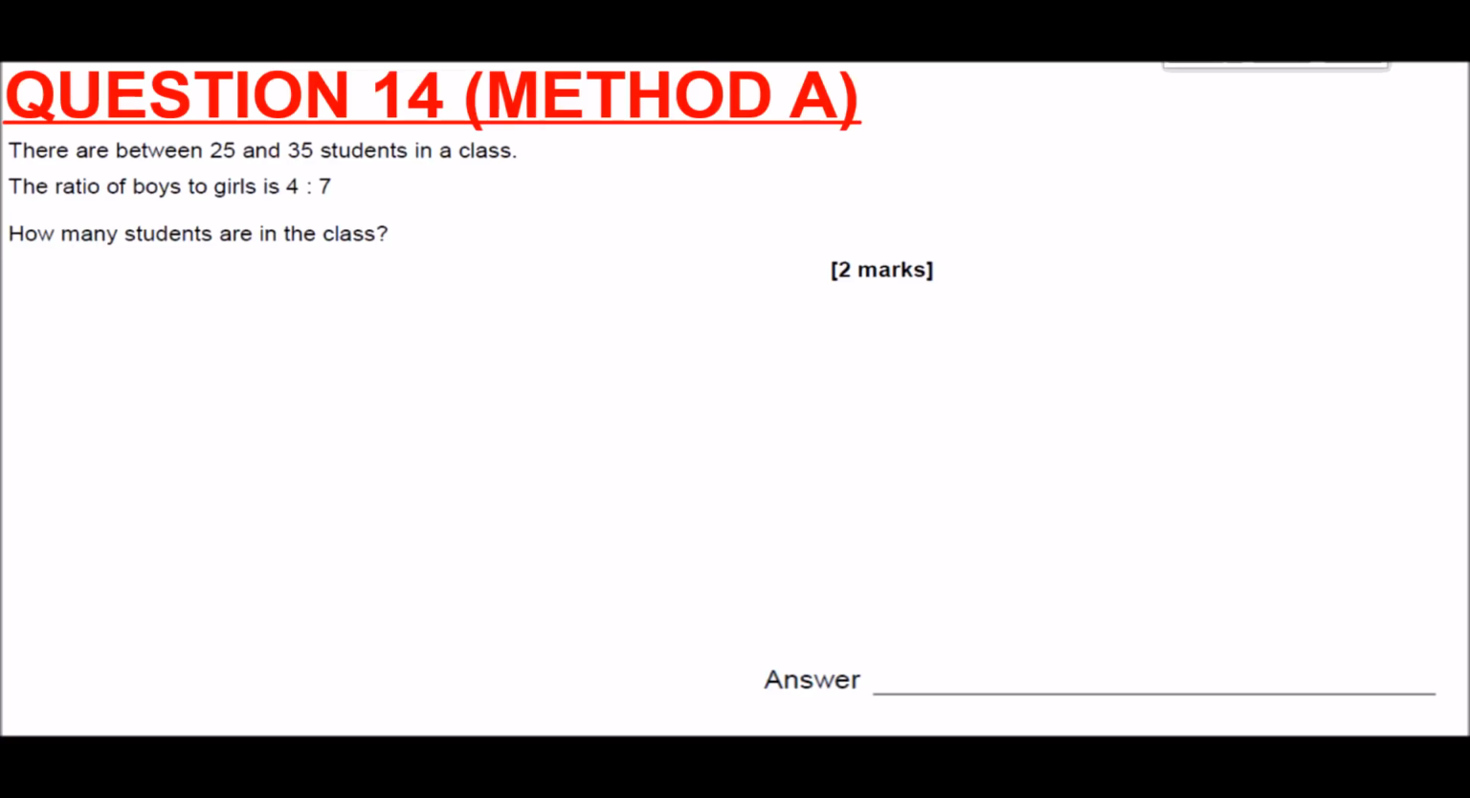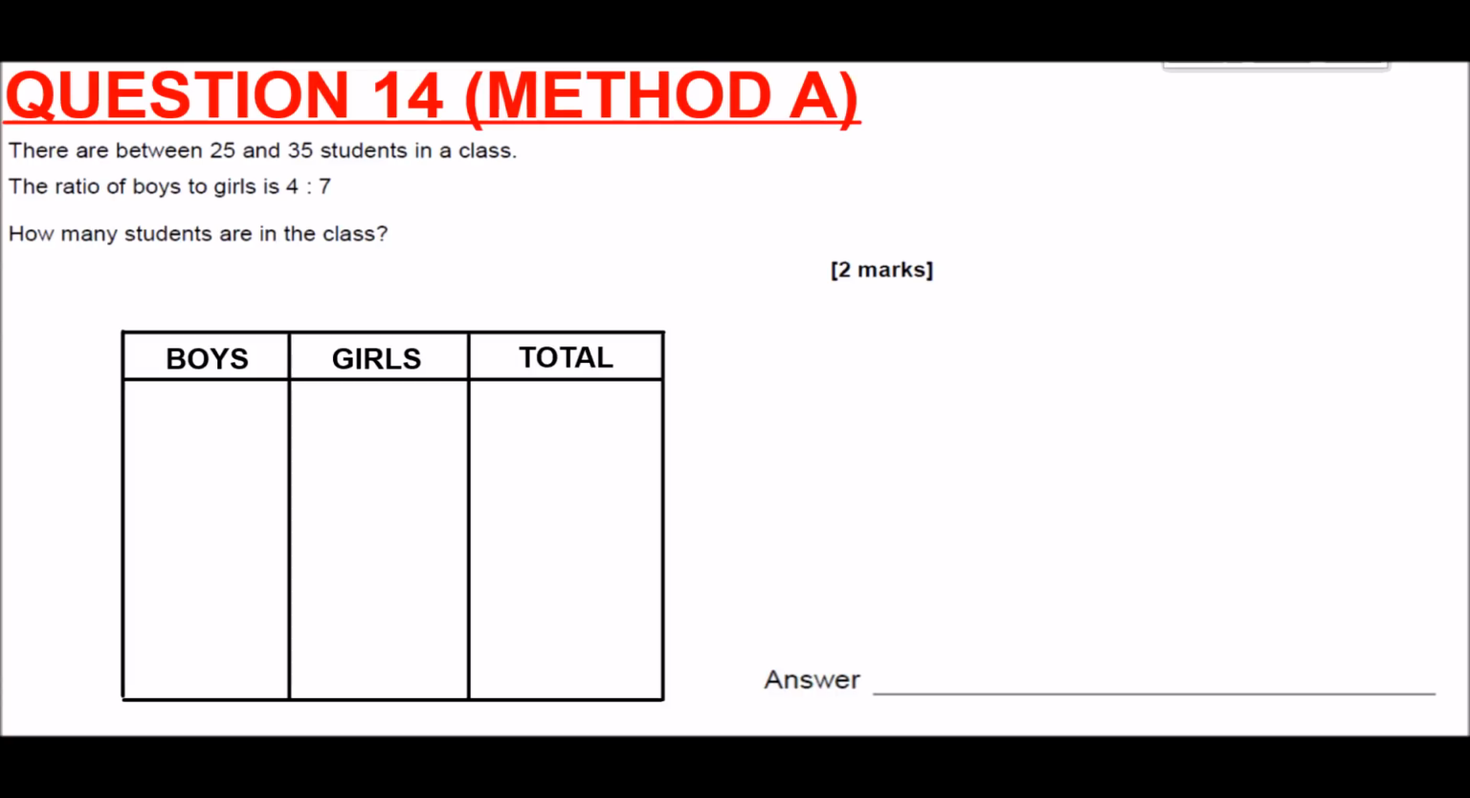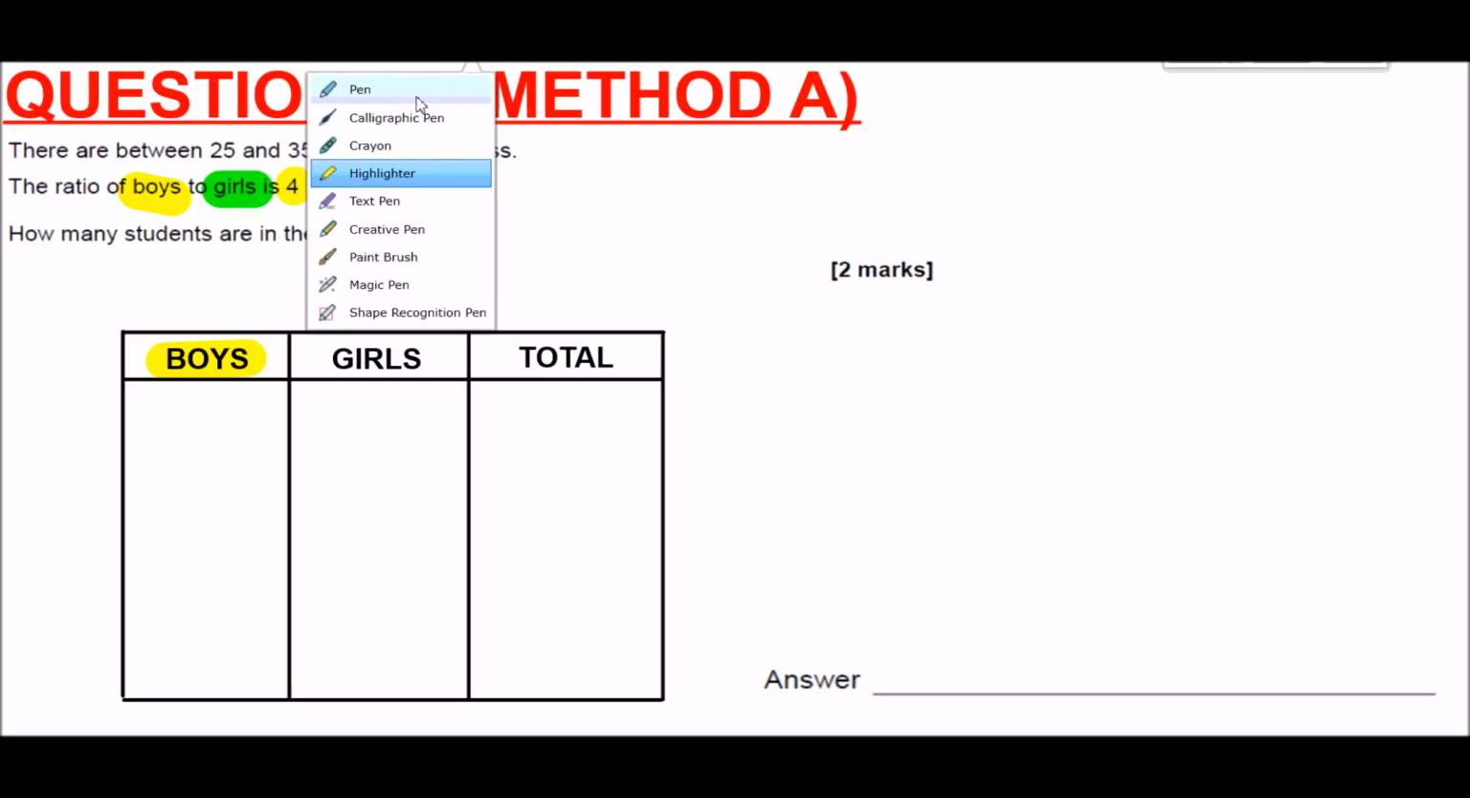Question 14. You can see in the title of this question, I'm going to give you two different methods. Two different methods, same result. We've got between 25 and 35 students in a class, we've been told. The ratio of boys to girls is 4 to 7, and we need to work out how many students are in the class. So I'm going to show you now what I've made previously, which is a table of values for boys and girls. So we can use this ratio here. So we've got boys, which is represented by the 4, and girls, which is represented by the number 7 in this ratio.